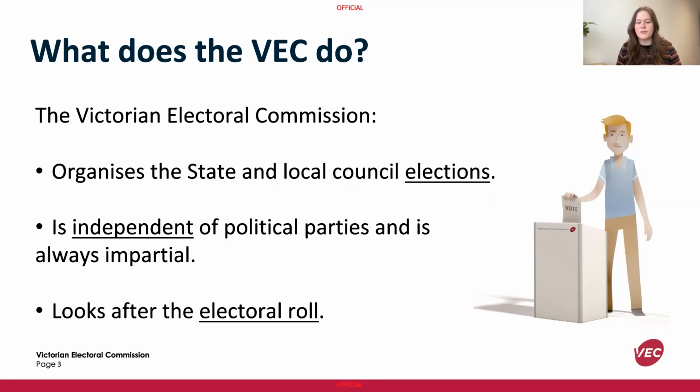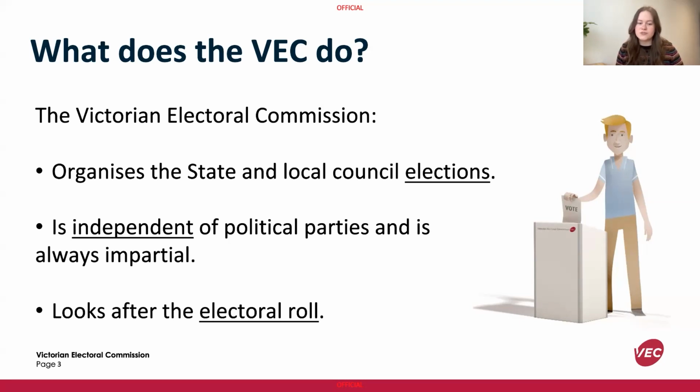Now, you may be wondering what exactly the VEC does. The VEC organises and runs the elections for the state of Victoria and for all the local councils in Victoria. The VEC is an independent organisation. This means that the government's not in charge of the VEC and that we must be independent. We're like the umpires for local council and state elections, making sure that everybody plays by the rules. Therefore, everyone who works for the VEC must be 100% impartial.